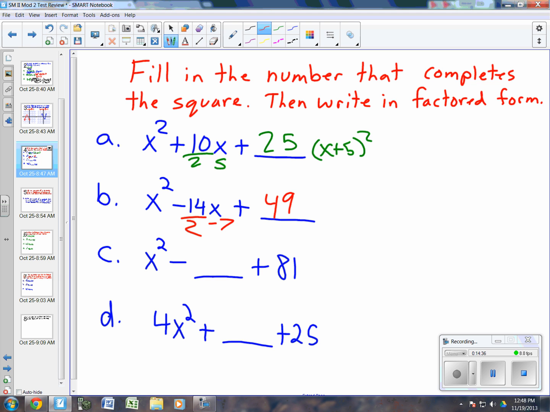So 49, x squared minus 14x plus 49. That number is always going to be positive because you're going to square it, right? Okay, what is it factored? Why is it x minus 7, not x plus 7, you guys? Yeah, because negative 7 times negative 7 is positive 49, but negative 7 plus negative 7 is negative 14. Now, this middle one is a little bit more difficult. I want to see who can get it.